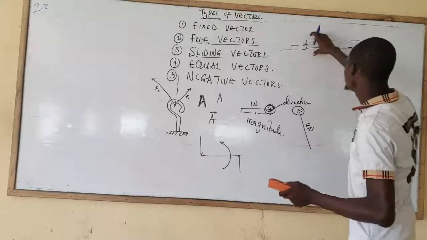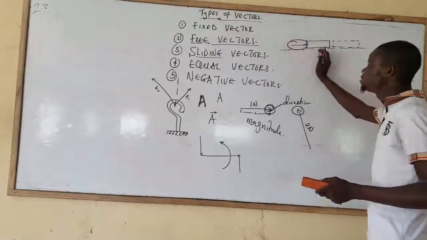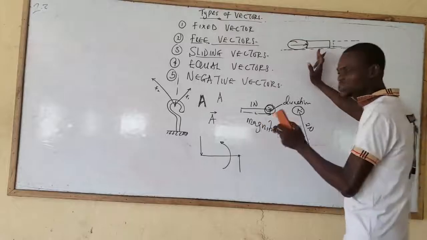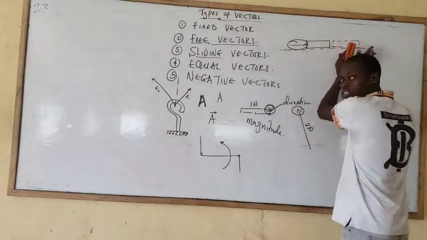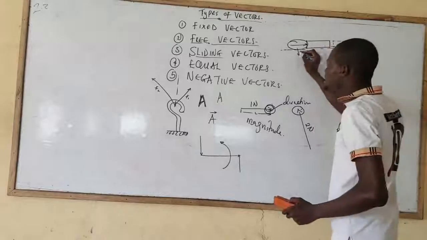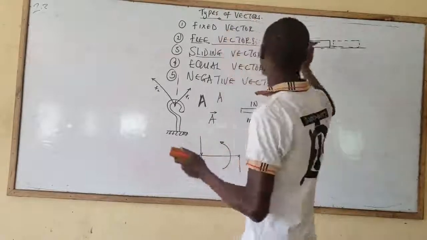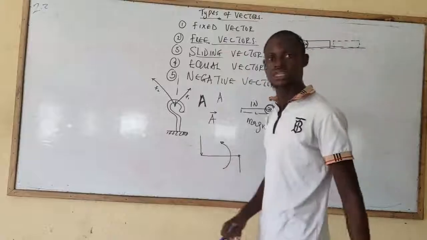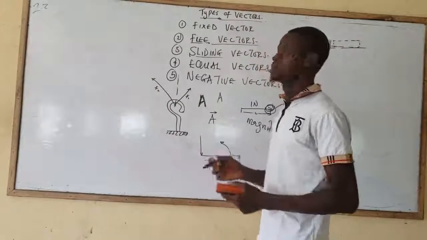So if the body moves from here to here, this force that causes the sliding of the body from this initial position to this position here, we call it a sliding vector. It is a sliding vector. Why? It is used to represent the force acting on the rigid body that is moving, that can easily slide in space.